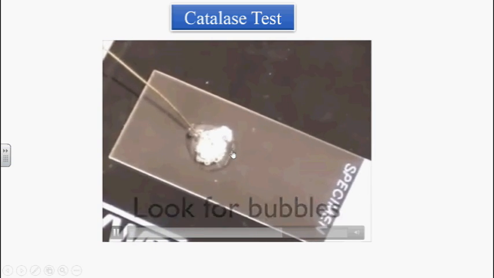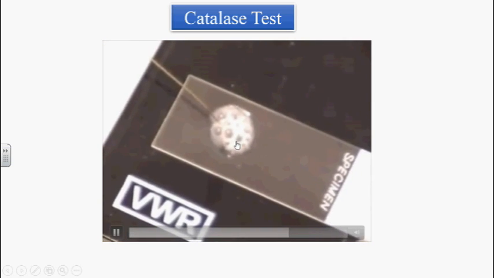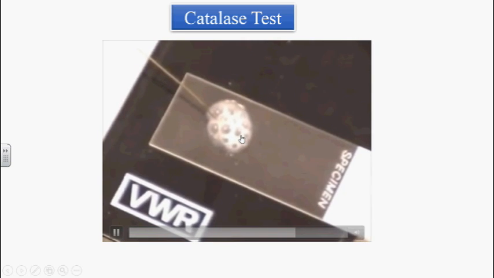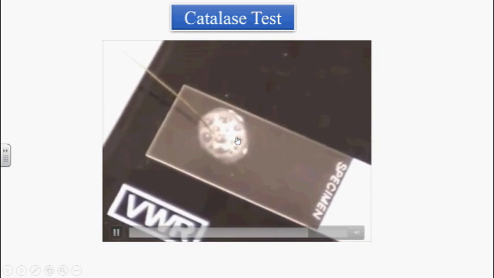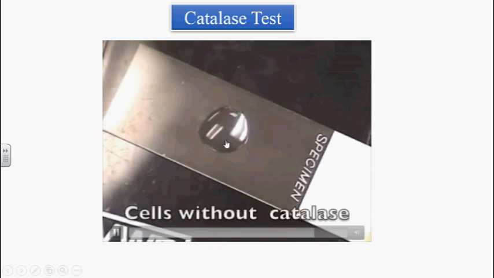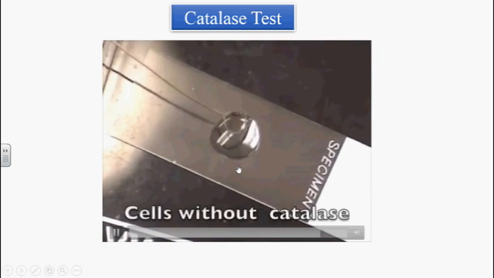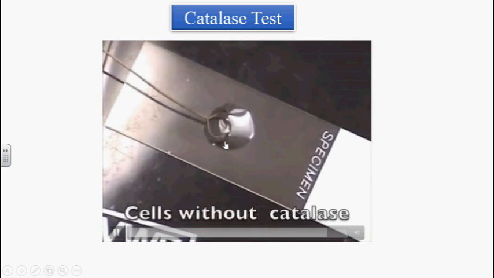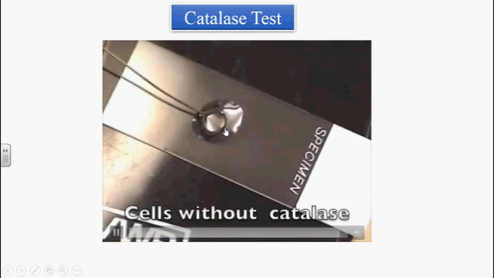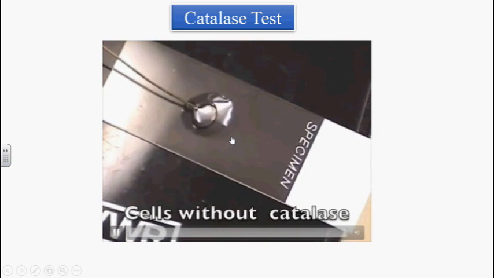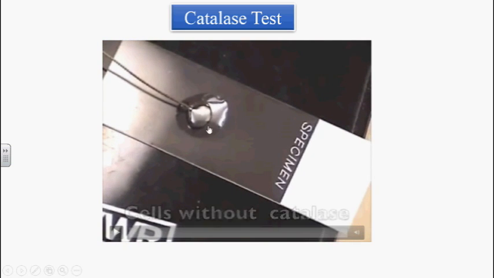So when you inoculate, if the organism is catalase positive, you can see air bubbles coming out. The hydrogen peroxide is broken down into water and oxygen with the help of catalase enzyme secreted by those organisms. With catalase negative organisms, if you inoculate catalase negative colonies, oxygen or air bubbles are not seen. That means the organisms are not producing catalase enzyme.